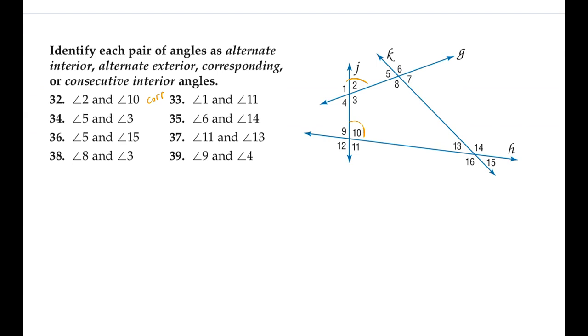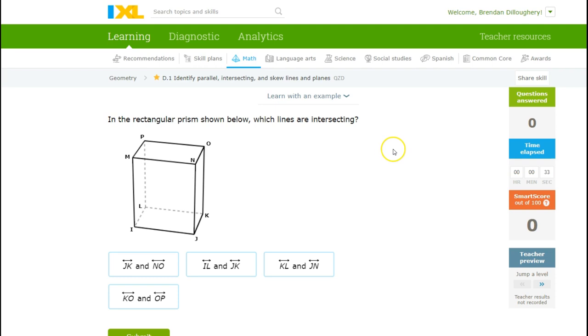I'm going to jump over to IXL and do a couple more examples. Okay, so first I'm jumping on D1, which is just identifying parallel, intersecting, and skew planes and lines. So in this one it says, in this rectangular prism, okay, we haven't talked about 3D objects, but just a box, which lines are intersecting? So first of all, if any have the same letter, like KO and OP, those meet at O, right? Those are the only ones that share the same letter, I think.